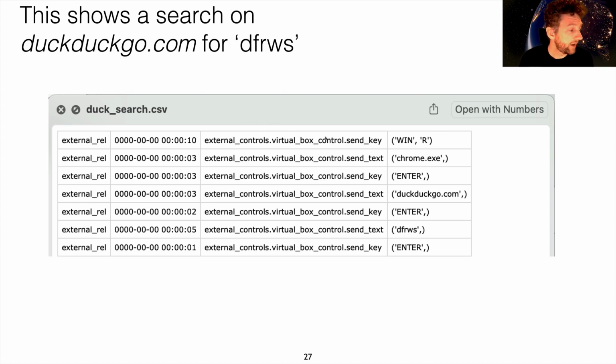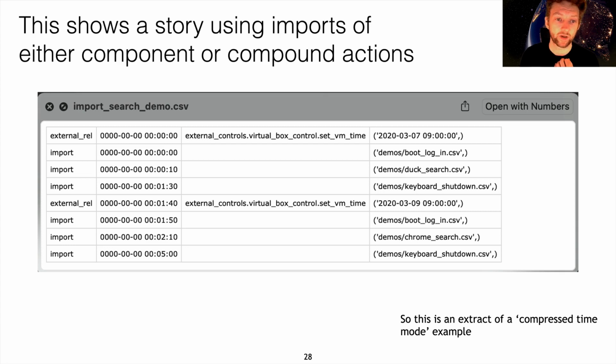This one shows the way that when you're limited to the keyboard, you can launch programs and do searches. The reason I include this here is actually to show you that you have this sort of relatively small thing here that you can put in something called ducksearch.csv, but actually in terms of component actions or larger stories, you can do some actions here, but then you can basically import external files just to make this story a lot easier.